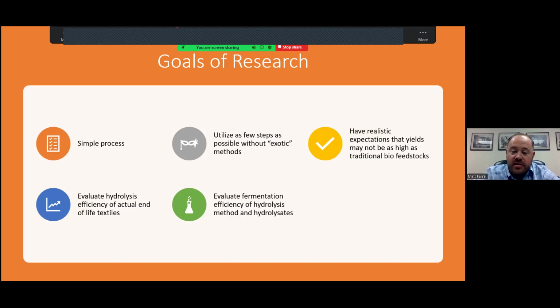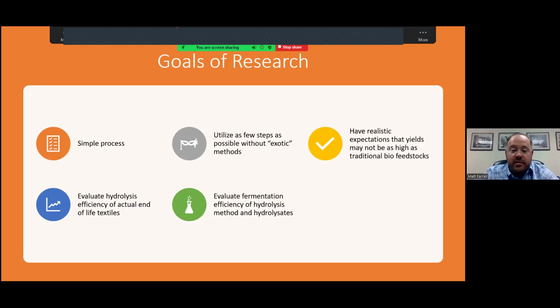And for some of the reasons that we were talking about earlier, we had a realistic expectation starting out that if we're using cotton textile waste as a feedstock, we know it's going to be hard to get that sugar out. Then we might not be as good as, say, a corn base or starch base sugar in terms of yields, but that's okay because we're taking a waste product.